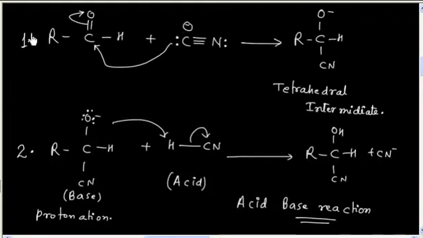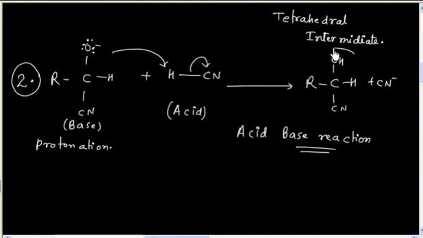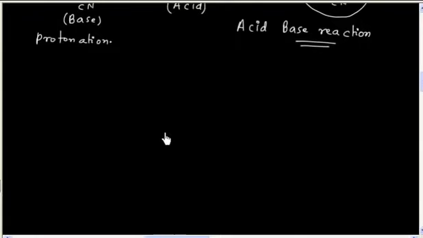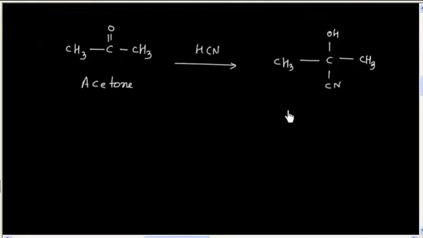So the mechanism contains two steps. In the first step we have nucleophilic attack. In the second step we have protonation. And finally we have cyanohydrin as the final product. The same thing can happen with ketone also. For example, let us say if I have this ketone, that is acetone, and if this reacts with HCN, it will generate cyanohydrin. So this is the cyanohydrin.